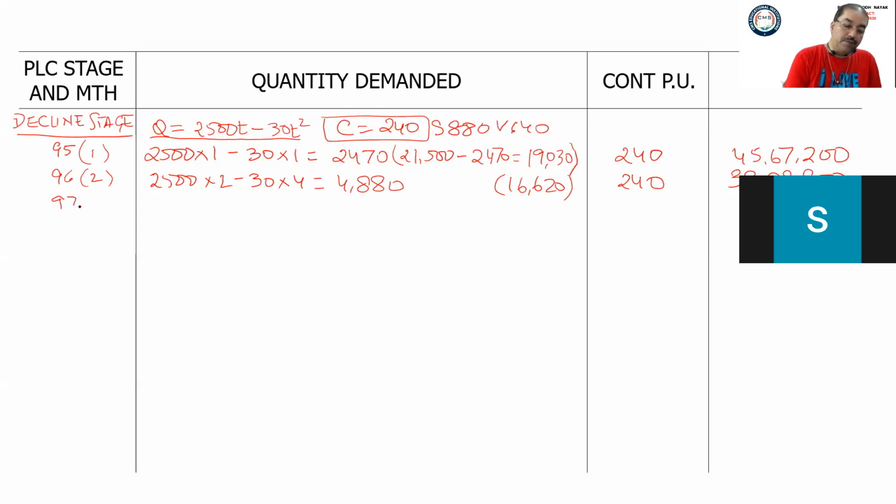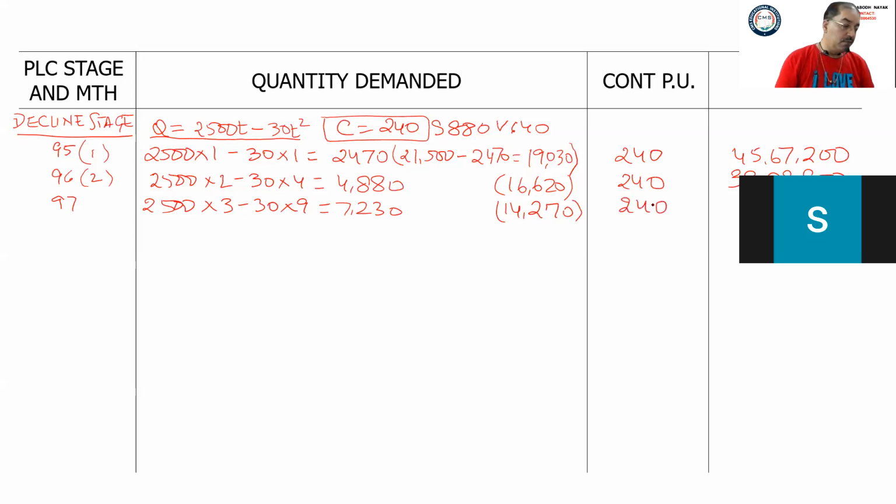Month number 97. 2,500 into 3 minus 30 into 9. 7,230. 21,500 minus 7,230 is 14,270, into 240 is 34,24,800. 34 lakhs, 24,800.